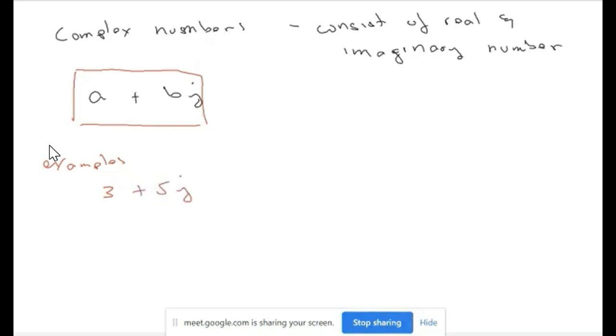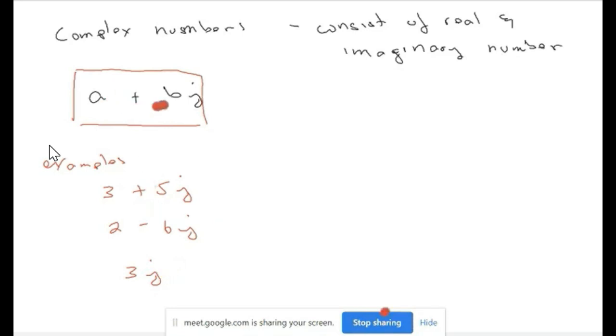This is a complex number. Or it could be 2 minus 6j. That's a complex number. Or it could be 3j. This is a complex number because it contains an imaginary number.